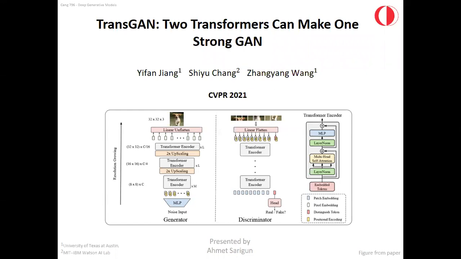I will present a CVPR 2021 paper called TransGAN. Two transformers can make one TransGAN.